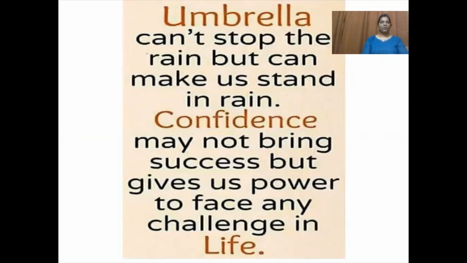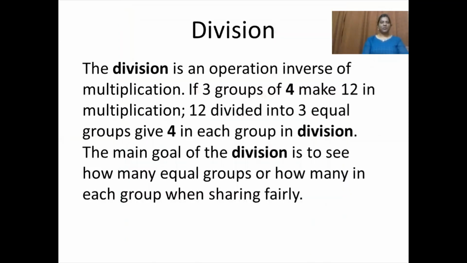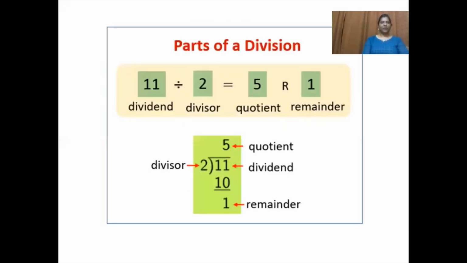So today we are going to solve problems using long division. Now what is division? The division is an operation inverse of multiplication. If three groups of 4 make 12 in multiplication, then 12 divided into 3 equal groups gives 4 in each group in division. The main goal of division is to see how many equal groups or how many in each group when sharing fairly. So before we look into the problems, let's see parts of a division.